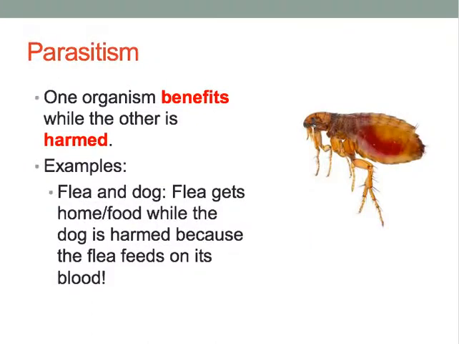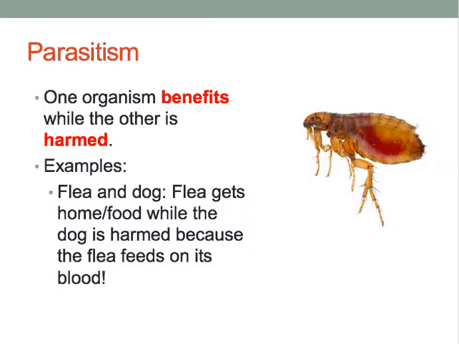And then parasitism. So parasitism, we've all heard of a parasite. This is when one organism benefits while the other is harmed. And there's a couple of examples of parasitism or parasites. A flea on a dog might be an example. So the dog's not benefiting because the dog's actually being harmed because that flea is taking nutrients from that dog. Another example might be a tapeworm inside a body, and that tapeworm is taking the nutrients from that organism but giving nothing to that organism.